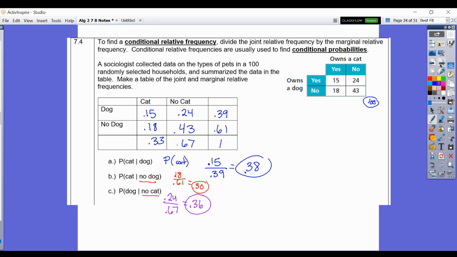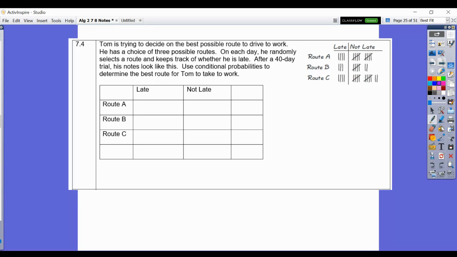And one more example. This table's a little bit bigger, and the data is given to me in a frequency table over here. So first of all, we have to figure that out. So maybe we want to organize it into a table of values instead of a frequency table. So let's go A, B, C, and late, not late. So how many are there? Count them up. 4, 3, 4, and that's 10, 7, 12. So now I have the numbers just a little bit easier to work with.